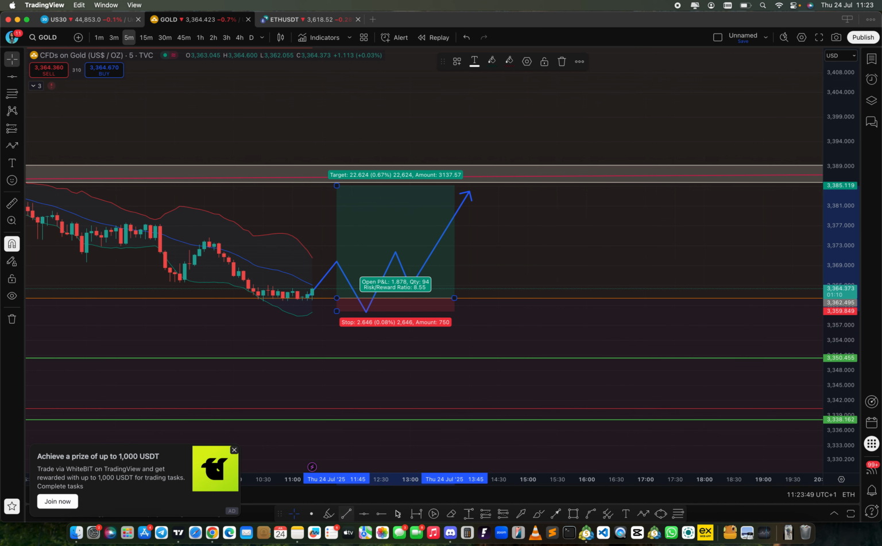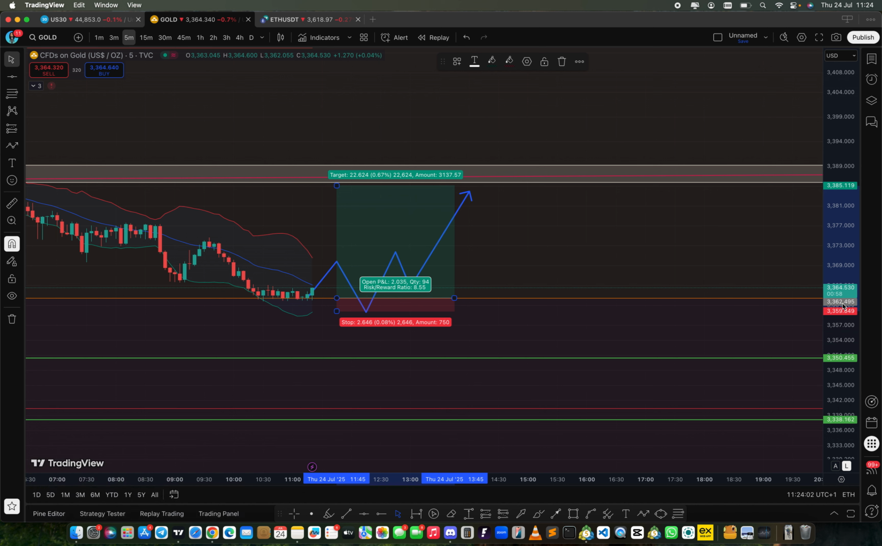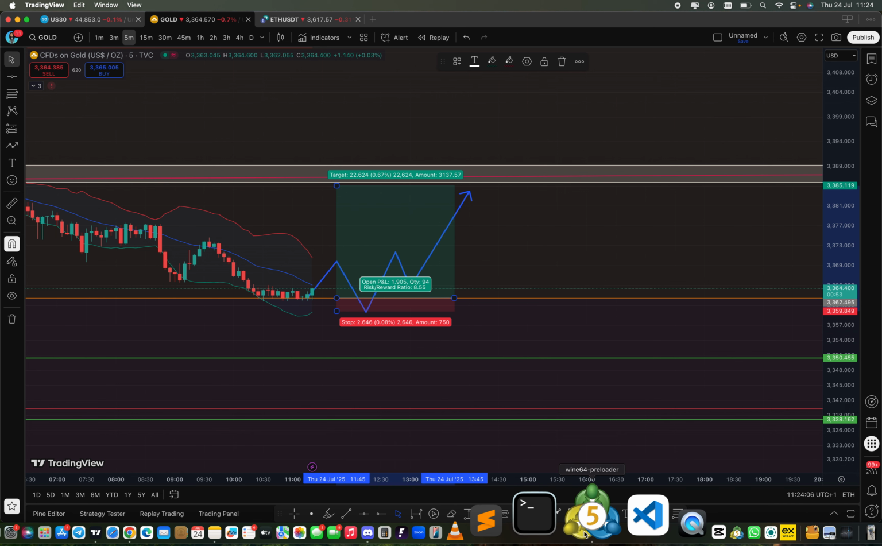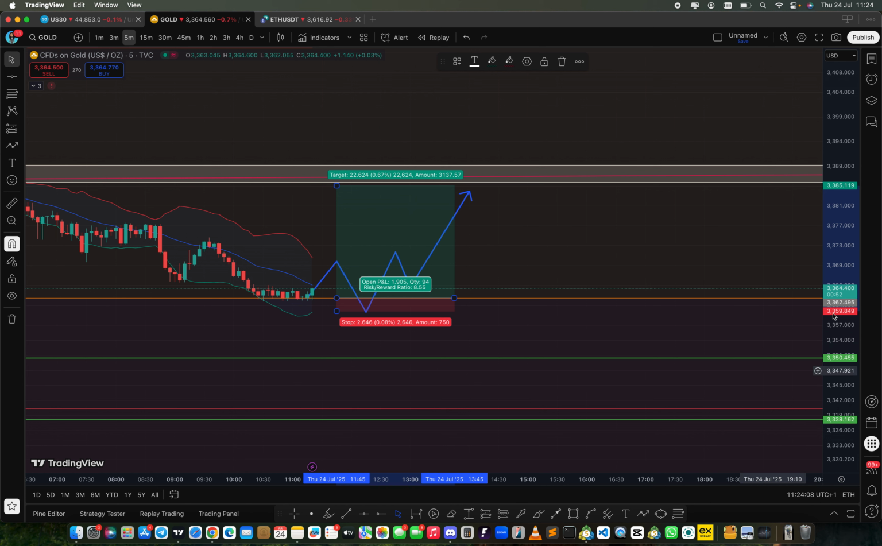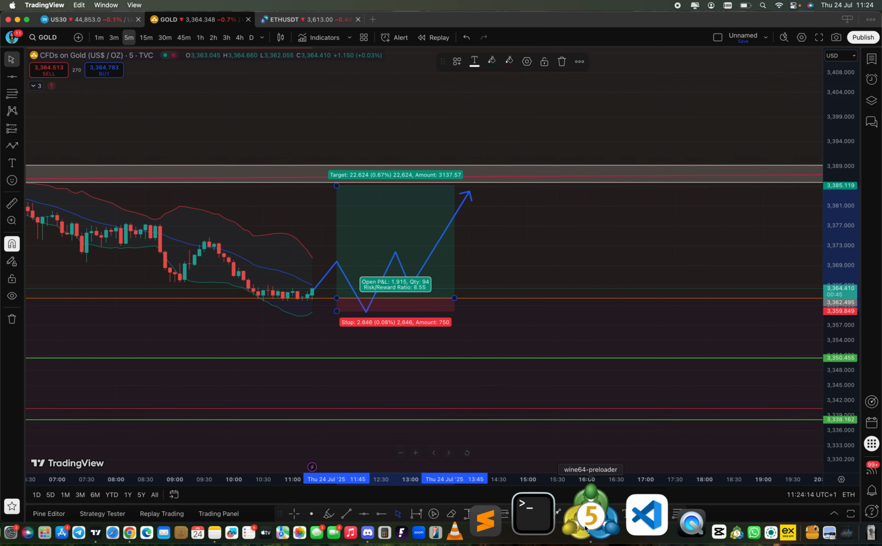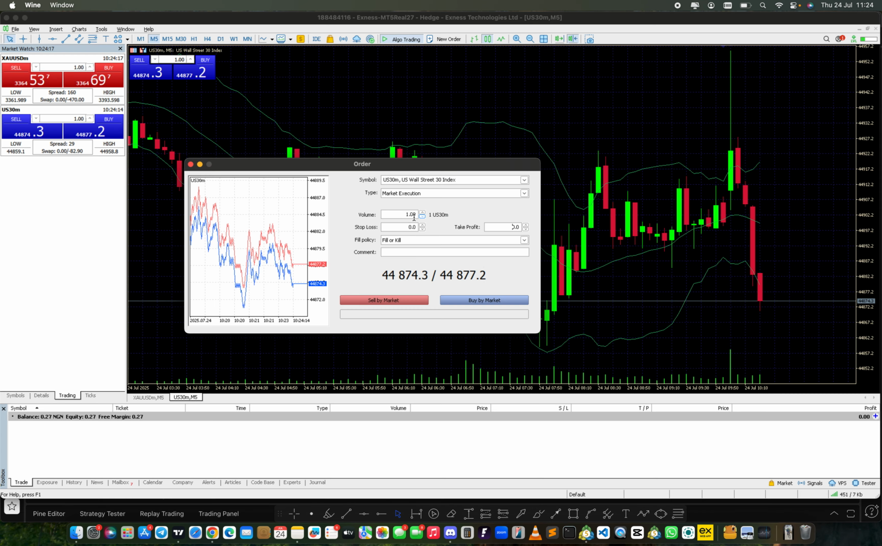Let me use this too. This is 3359.889 and my TP is 3389.11, and my entry point is 3362. So let me now go to my MT5 and put it in. The gray one is my entry point: 3362.495. This is my entry point.